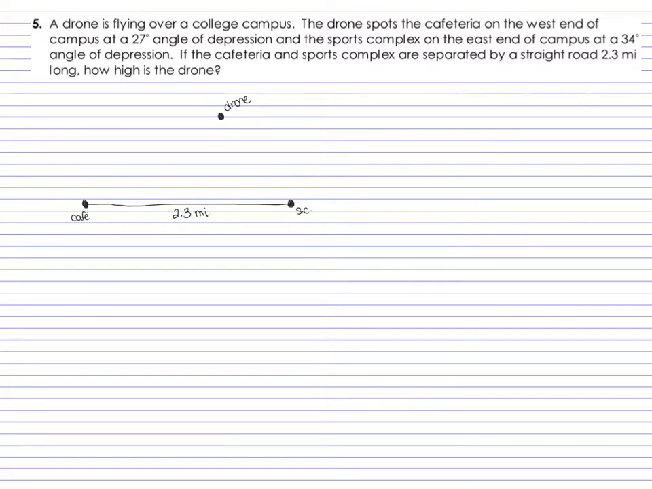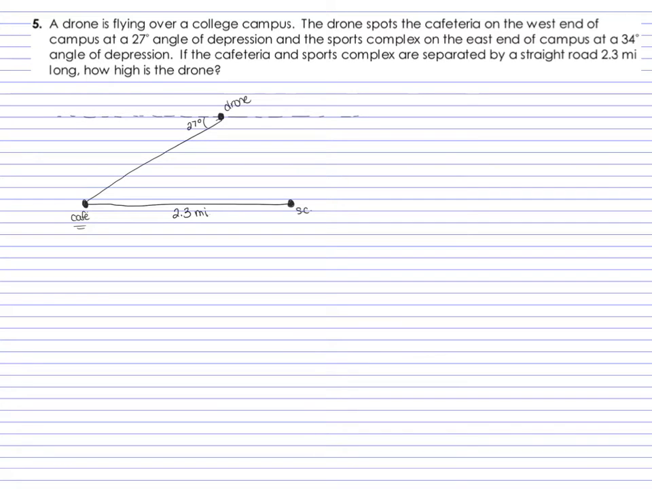Now, what we know of the drone is that it's spotting the cafeteria. Let's focus over here first. It spots the cafeteria at a 27-degree angle of depression. So what that means is if I take this horizontal line, the line of sight from the drone to the cafeteria goes down from the horizontal 27 degrees. So that angle right there is 27 degrees.